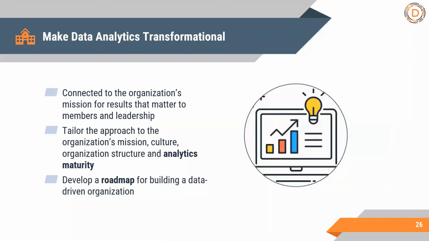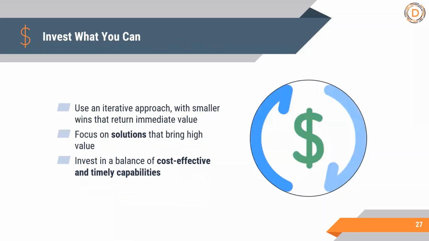Starting with making data analytics transformational. What we mean by this is that we recommend you connect your analytics to your organization's overall mission, strategy, and goals, and then tailor your approach accordingly. What this does is ensure that your analytics program is aligned with your company's direction and supports its success. Now, once you have that understood, we recommend you develop a roadmap for building that data-driven organization. This will be the path you're going to follow to move up that spectrum that we talked about earlier.